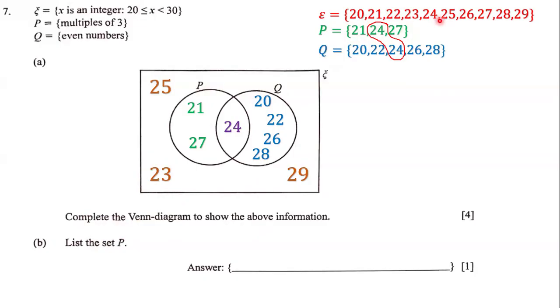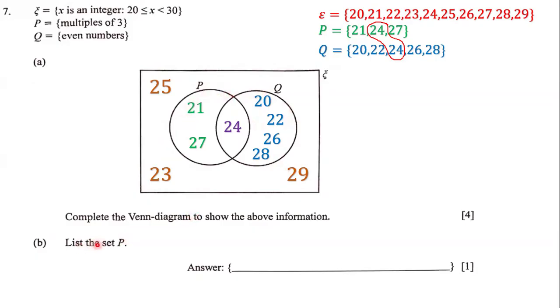So that's good. But there are some elements that are part of the universal set, but are not part of P and Q. And those elements, which are part of the universal set, but not part of P and Q, those are the elements that we put on the outside. So 25, 23, and 29, they're not part of P, neither are they part of Q, but they are on the outside. And so 25, 23, 29, those are going to be the elements that are in the universal set, but not inside P and Q.